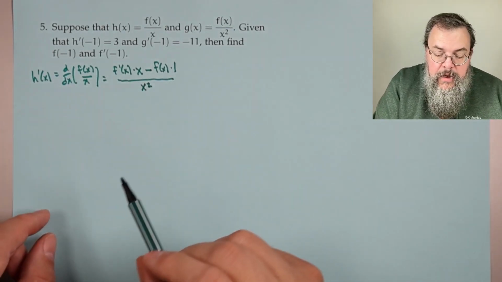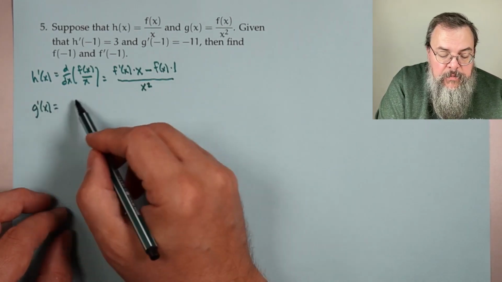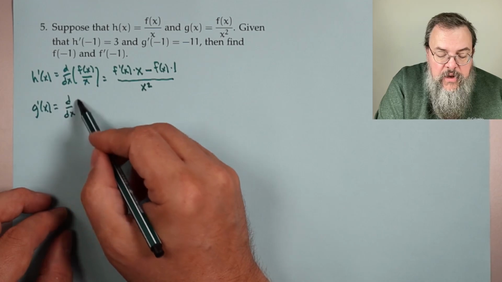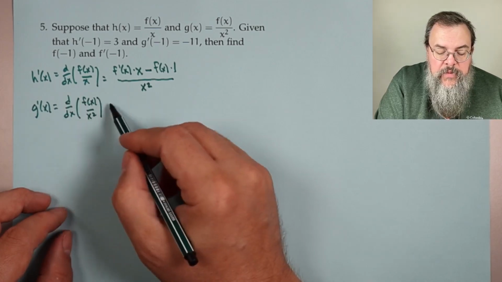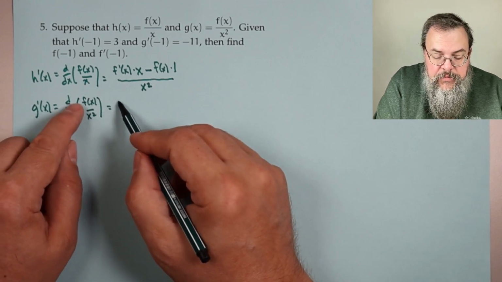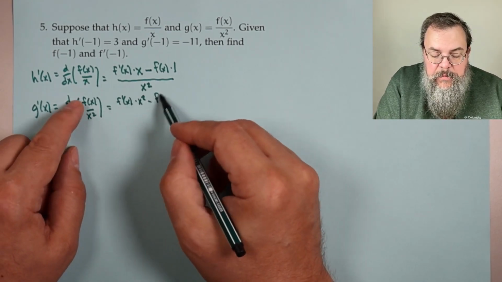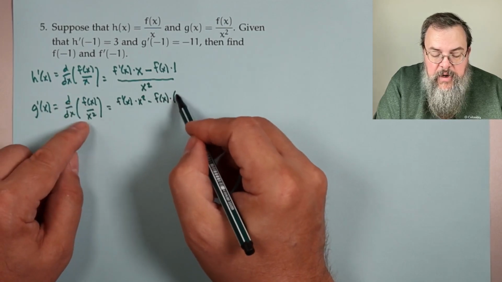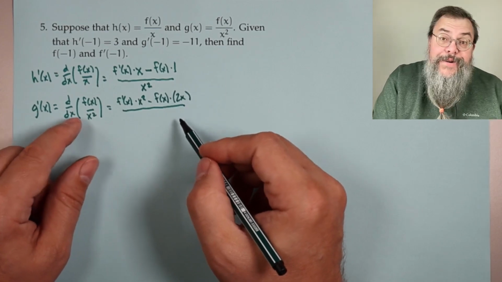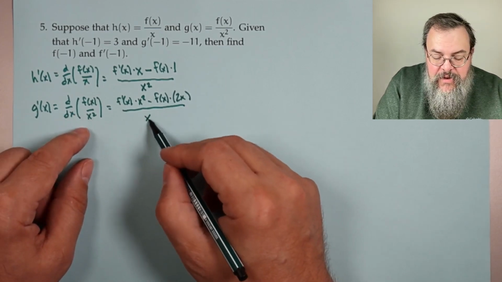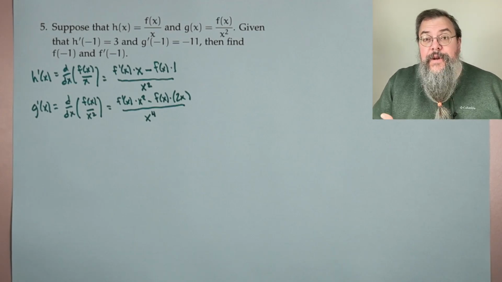Okay, and while we're at it, let's do g prime of x. G prime of x is what? That's the derivative of f of x over x squared. So again, derivative of the top times the bottom minus the top times the derivative of the bottom. All of that over the bottom squared, x squared squared. So that would be x to the fourth. Okay, so we now have our h prime and our g prime.